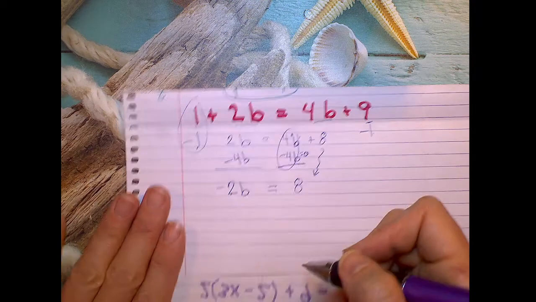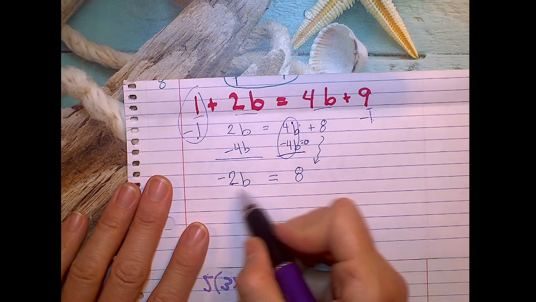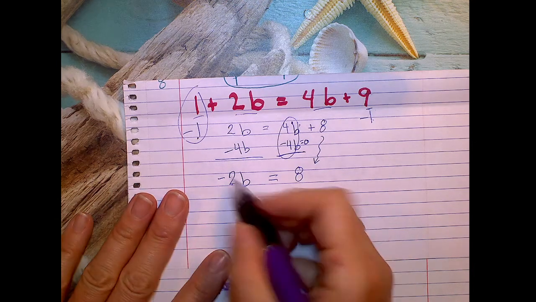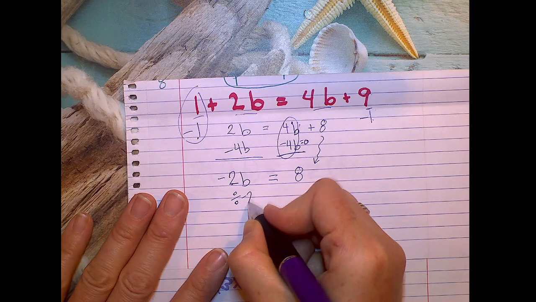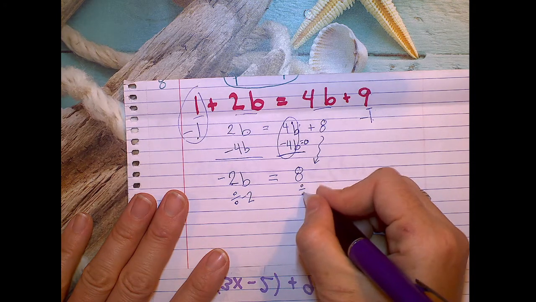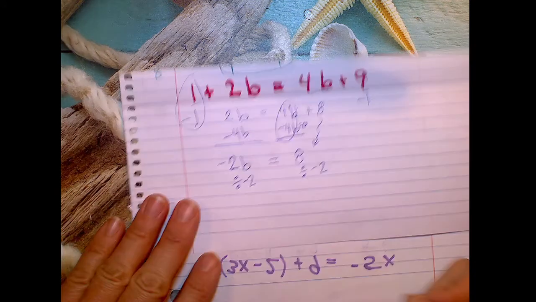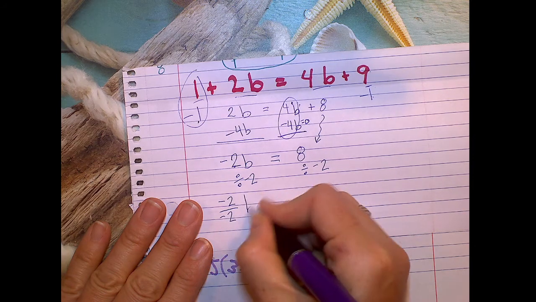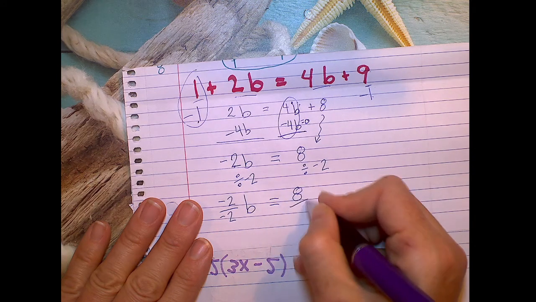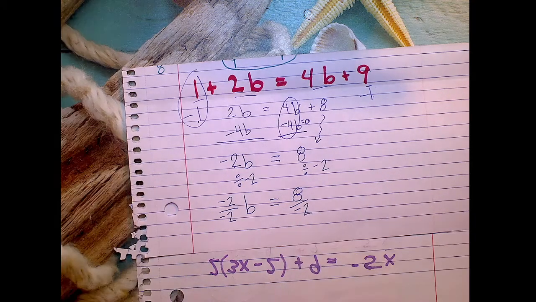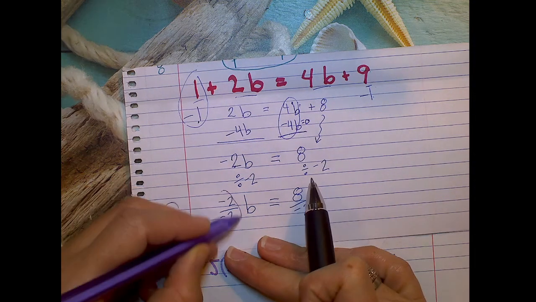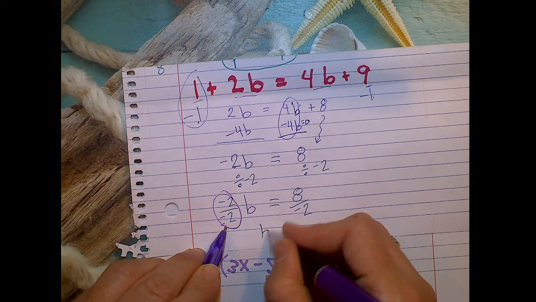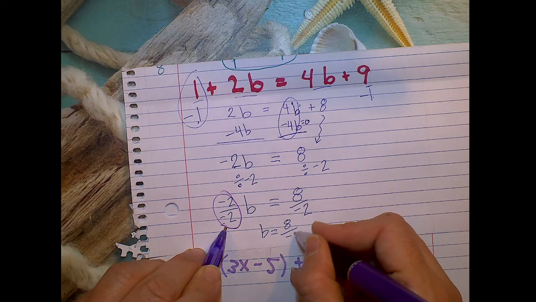Step 3 is to isolate the variable. Okay, negative 2b, well, this negative 2 needs to go away. So I'm going to divide by negative 2. And I must divide the other side by negative 2 as well. Let me write what I have. I'll have negative 2b divided by negative 2 equals 8 divided by negative 2. And what happens when I have a number divided by the same number? It equals 1. So my answer is b equals 8 over negative 2.